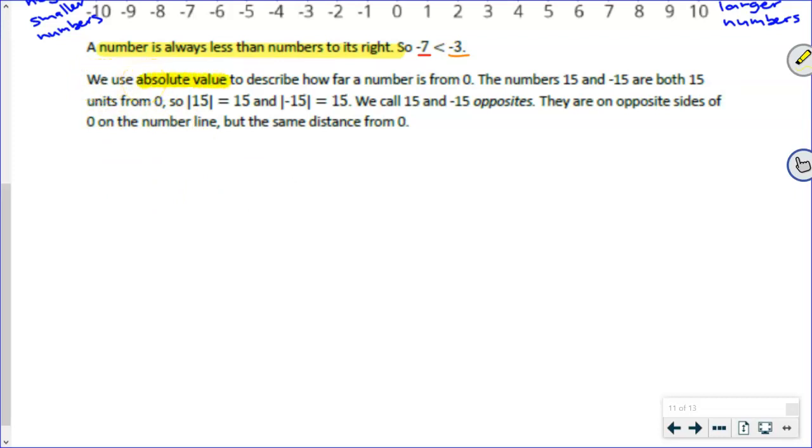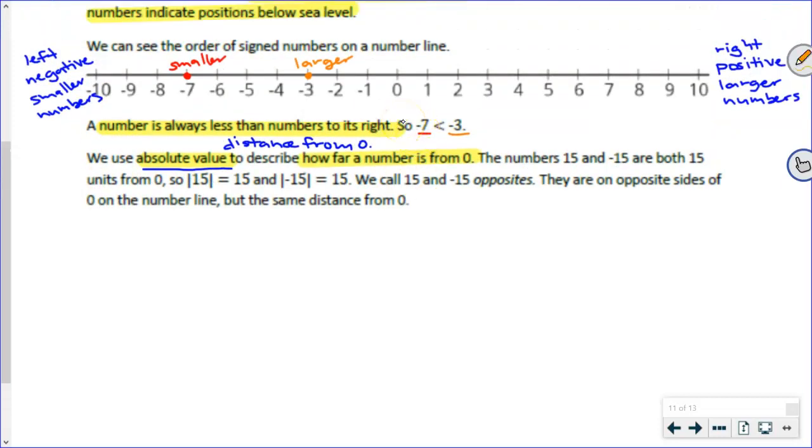We use absolute value to describe how far a number is from zero. In other words, absolute value is the distance from zero, how far that number is from zero. The numbers 15 and negative 15 are both 15 units from zero. I can't show 15 and negative 15, so I'm going to show up here 2 and negative 2. Here's a number 2. How far away is 2 from zero? 1, 2 away. So I could say the absolute value of 2 is 2. Let's even write that down. Absolute value of 2 is 2 because it's 2 away from 0.